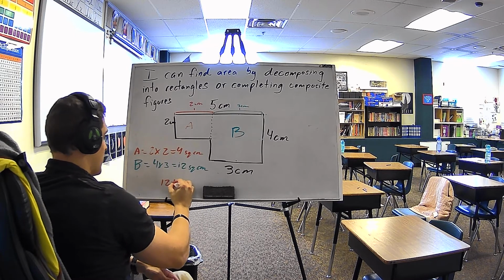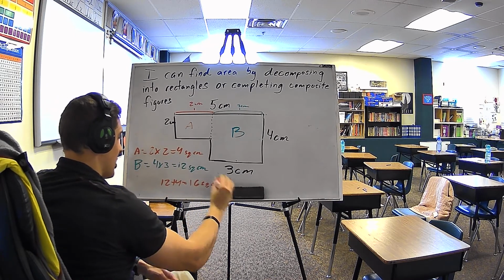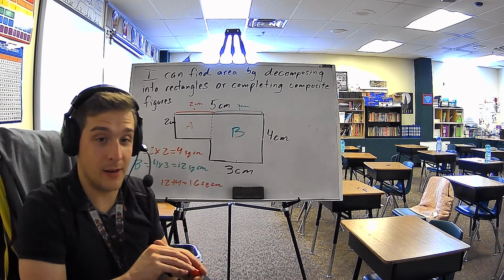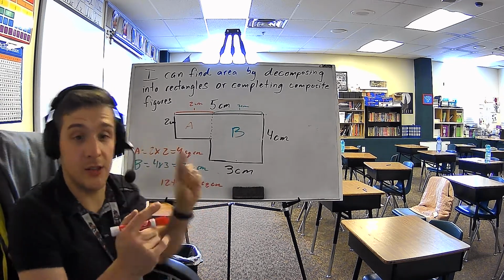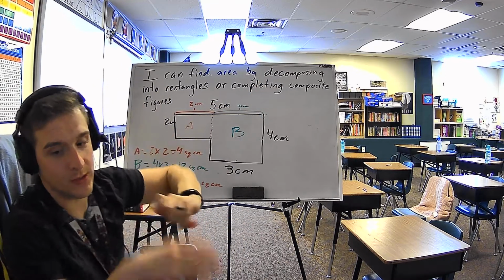12 plus 4 equals 16 square centimeters. So it still gives you the exact same answer. Now, we've solved this in 2 ways. We have decomposed it into smaller rectangles.